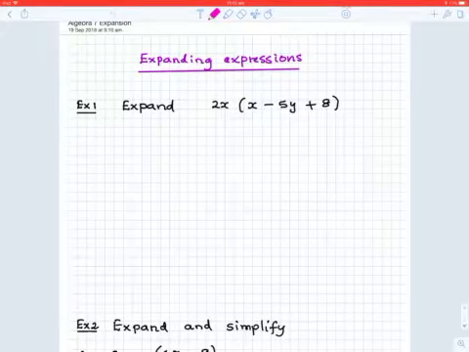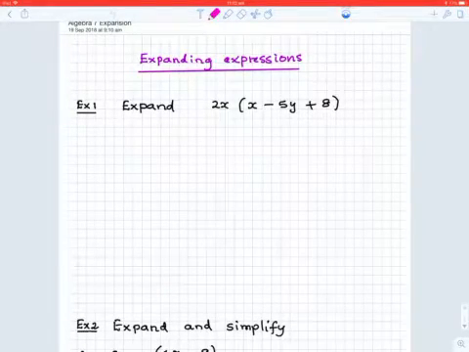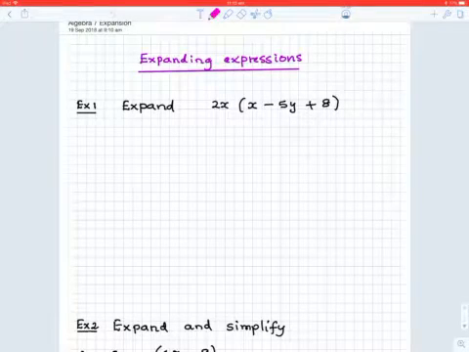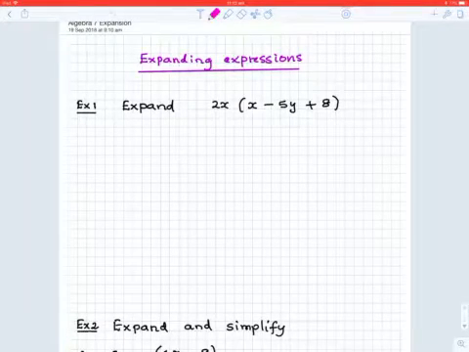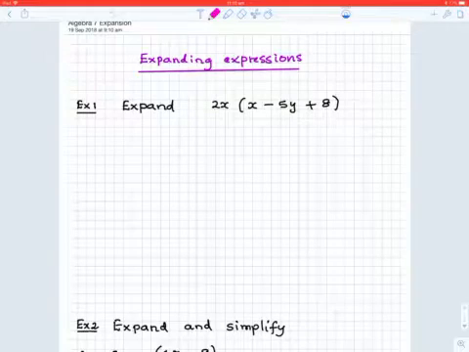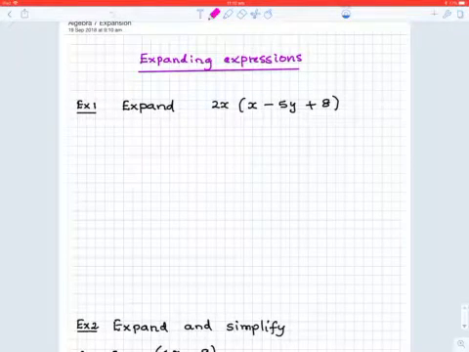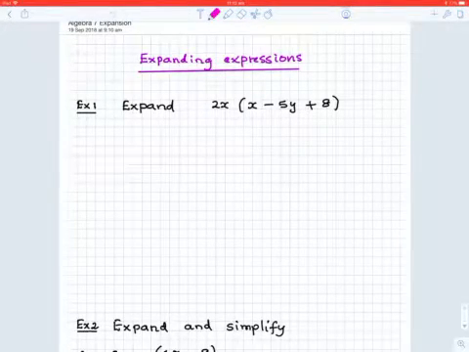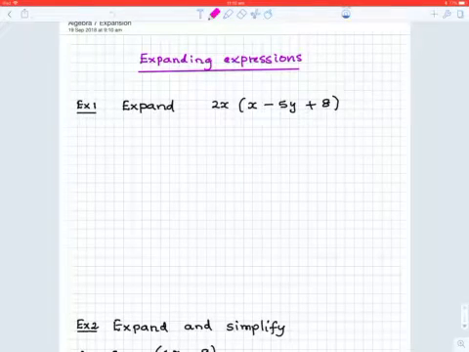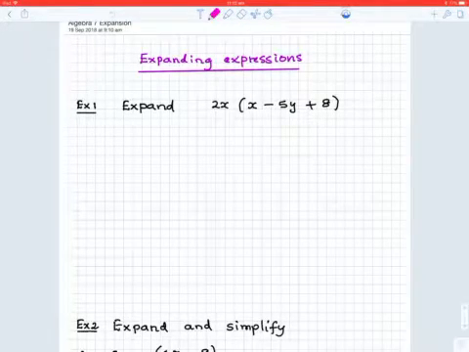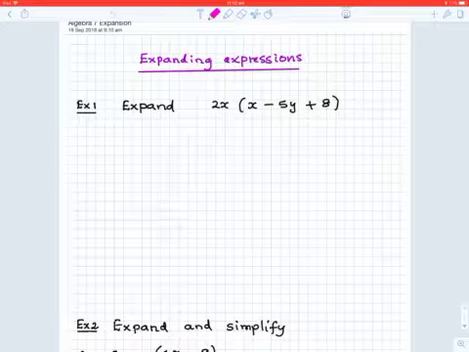Hello and welcome. Today we are going to do a few questions on expanding expressions. Let me start with the question. Expand 2x bracket x minus 5y plus 8.